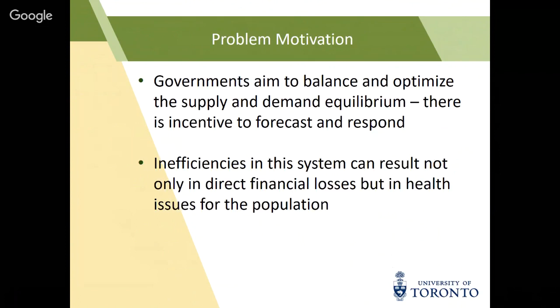Governments aim to balance and optimize the supply and demand equilibrium, as there is incentive to forecast and respond to changes in supply and demand. Inefficiencies in this system can result not only in direct financial losses, but in health issues for the population, such as malnutrition and child stunting.